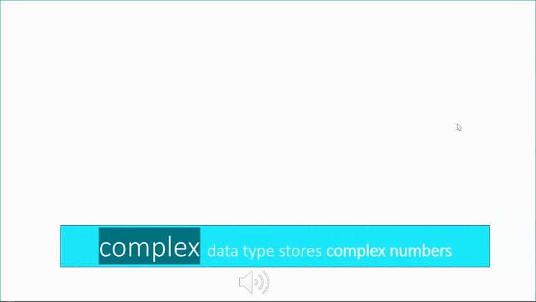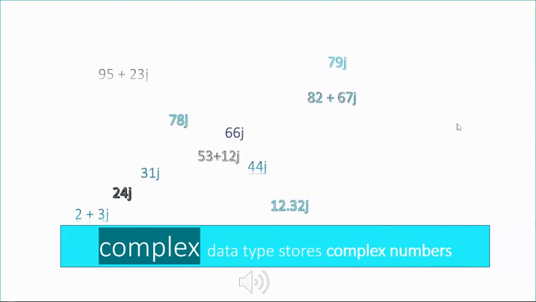Complex is used to store complex numbers. A complex number has a real part and an imaginary part. The part with j in a complex number is the imaginary part of the complex number. All these following numbers are complex numbers.